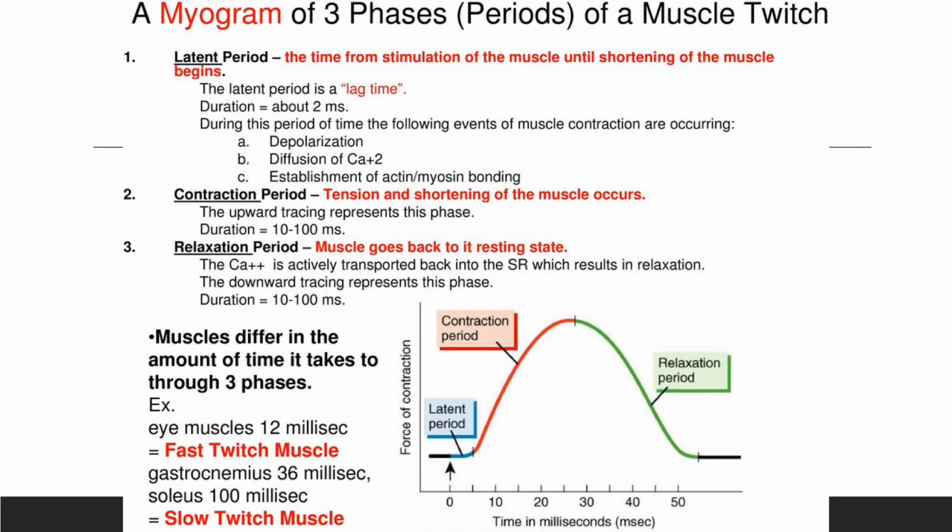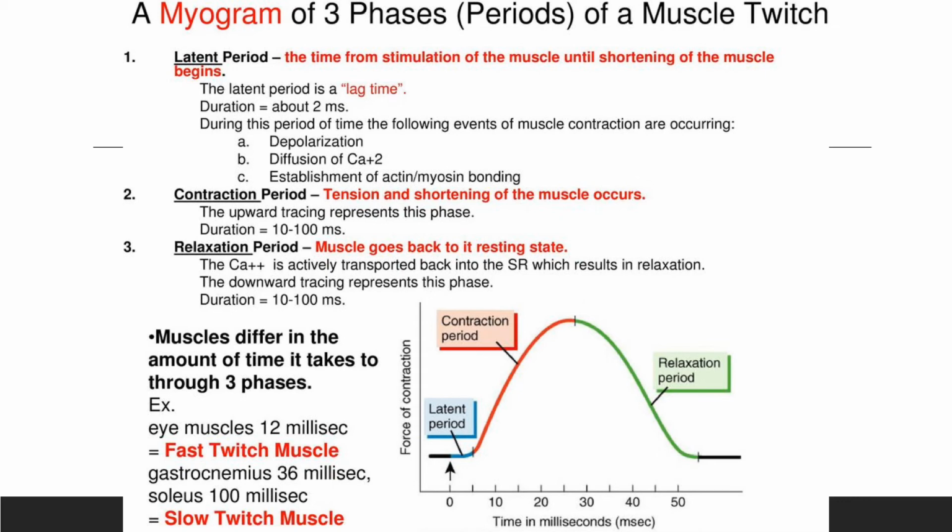And then the relaxation period is when the muscle goes back to its resting state. This will be showed on a graph from the downward tracing. In this period, this is when the calcium is actively being transported back into the sarcoplasmic reticulum.